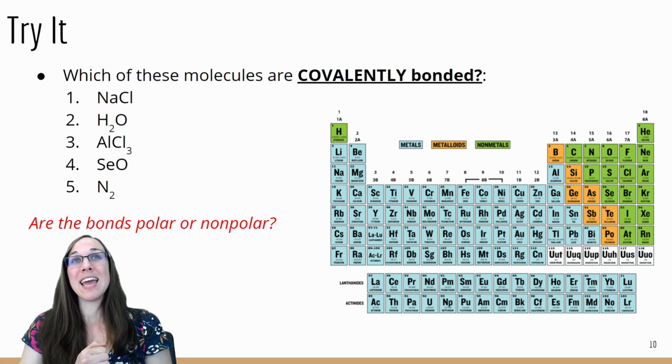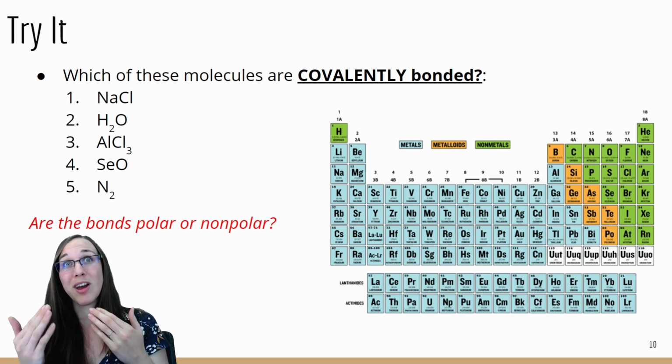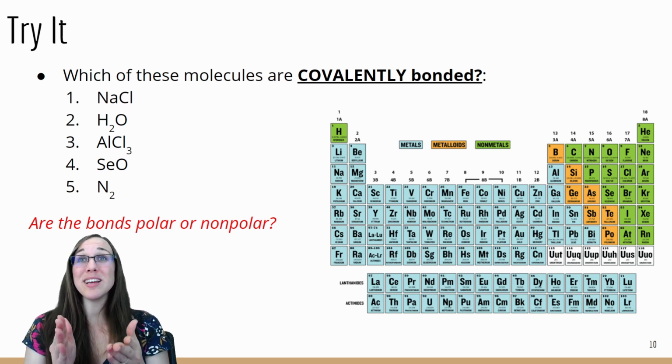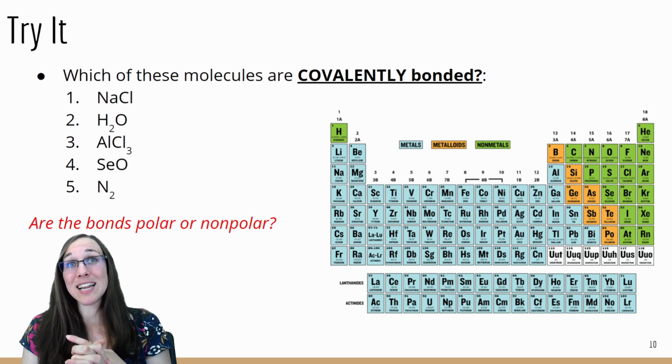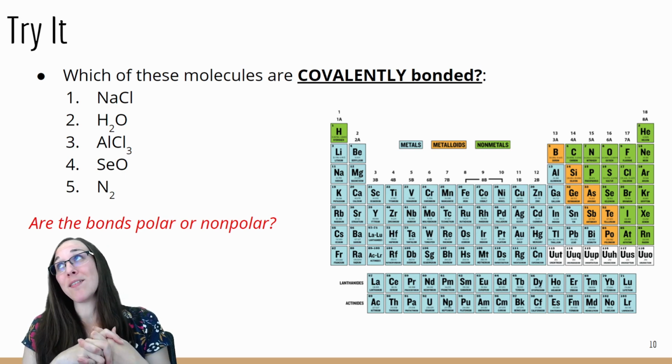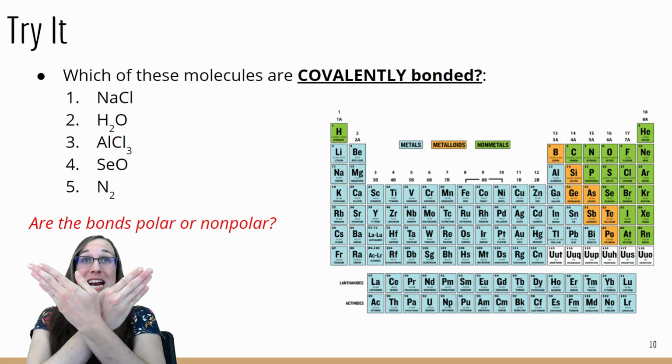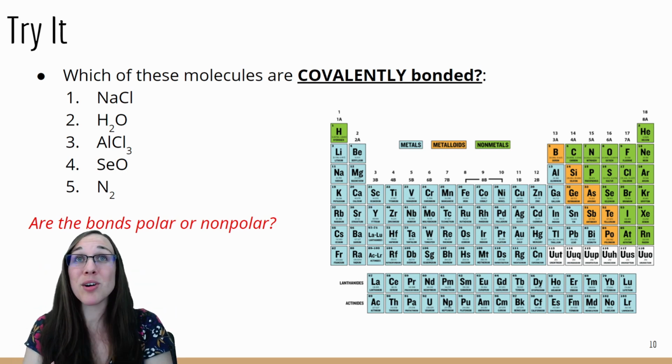Number 3, aluminum chloride, AlCl3. Aluminum, hopefully you know off the top of your head, is something that you use in your kitchen for cooking and things like that. It's a metal. So it's in that blue region all the way in column 13. Since that's blue, since it's a metal, and our definition for a covalent bond means they all have to be nonmetal atoms, number 3 cannot be a covalent bond.